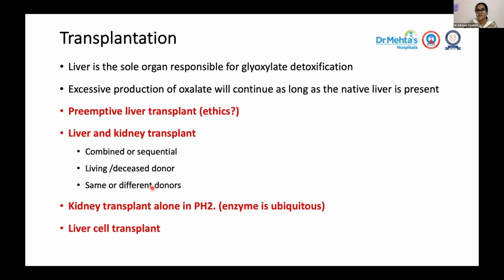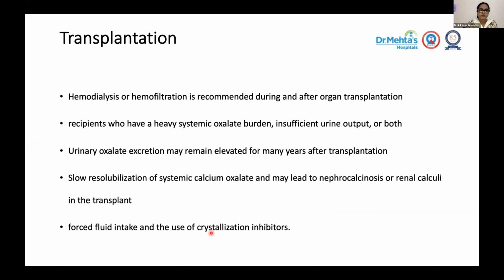As I previously discussed, the enzyme is ubiquitous. Liver cell transplant has sparingly been tried in patients, especially in infantile oxalosis, where dialysis is ineffective and none of these multi-organ transplants are viable. Liver cell transplant is attempted in some centers. Also, after transplant, you might have to continue hemodialysis or hemofiltration in many of these patients to reduce the systemic oxalate load, and to prevent the oxalate deposits in the allograft.